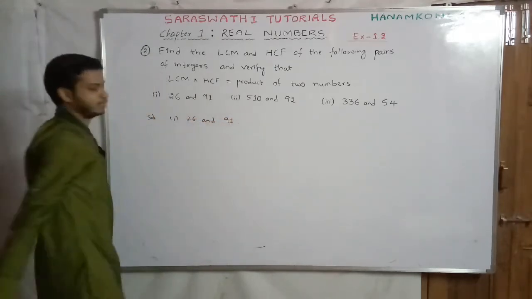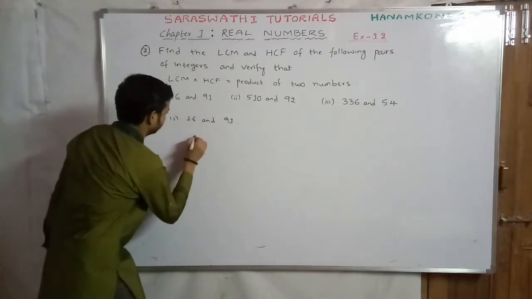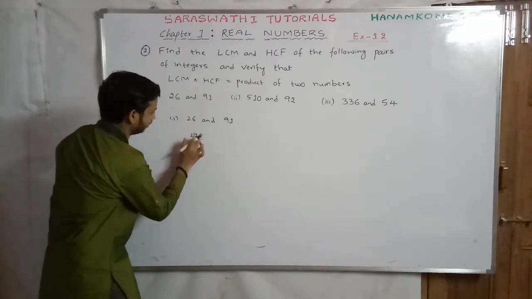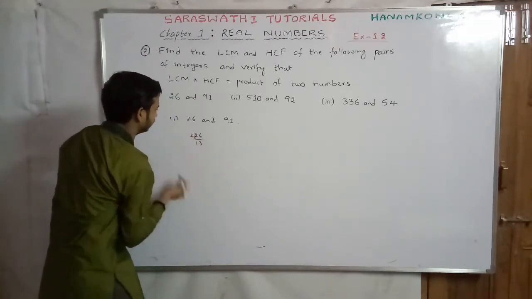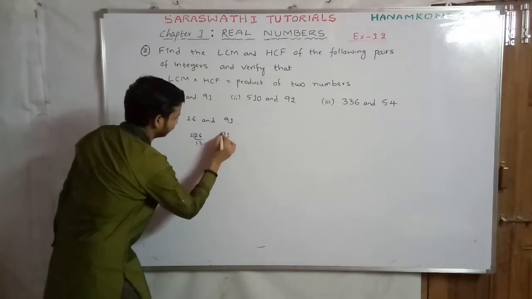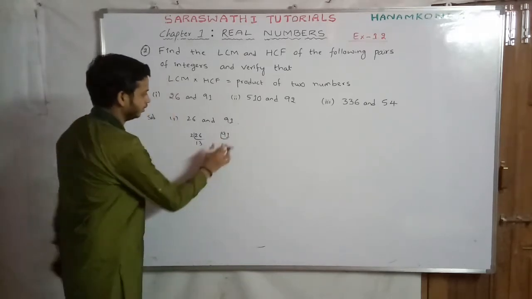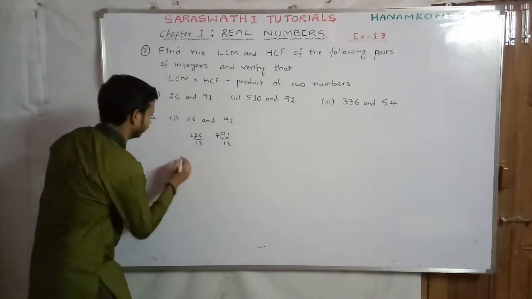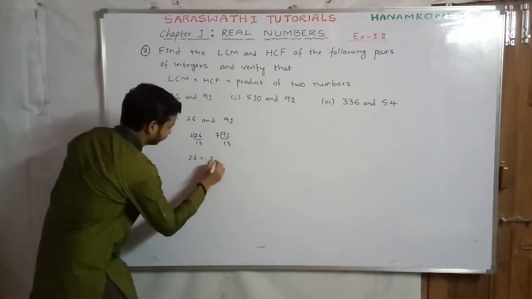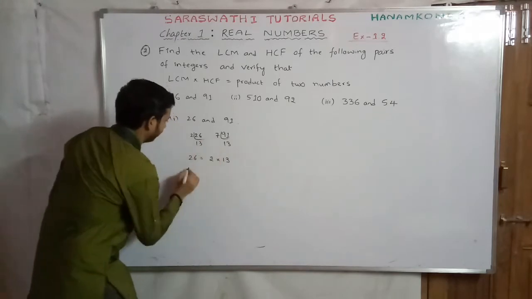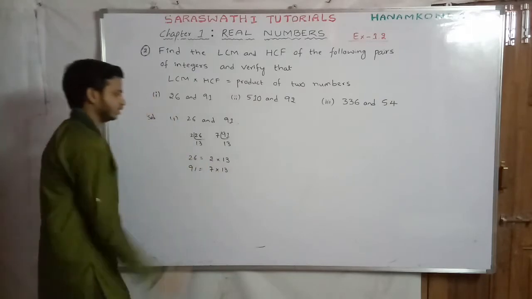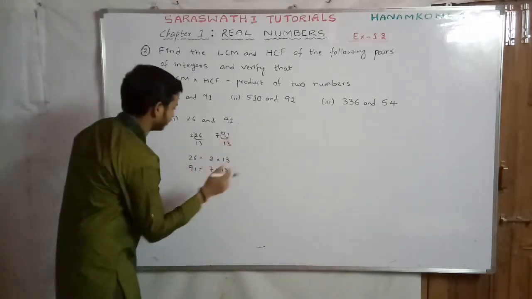Let us find the LCM and HCF by using prime factorization first. We can write 26 as 2 into 13, since the last digit is 6, it is divisible by 2. 2 ones are 2, 2 threes are 6. And 91, since the last digit is odd, it is not divisible by 2. 91 is divisible by 7. 7 ones are 7, 7 threes are 21. So 91 is 7 into 13. We can write 26 as 2 into 13 and 91 as 7 into 13.